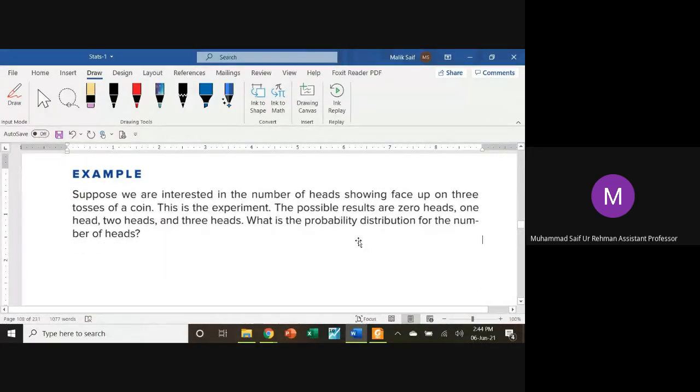Suppose we are interested in tossing a coin. So basically, there are 2 possibilities. One is that there may be head. The other possibility is that the outcome is tail. So what you have to do? What is the probability distribution of number of heads? Now you have to write down the probability distribution of number of heads in form of a table. So for that you have to start from this.